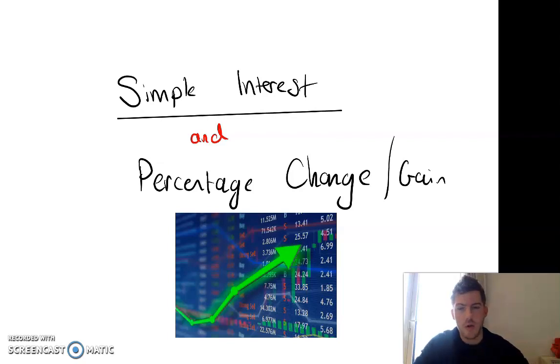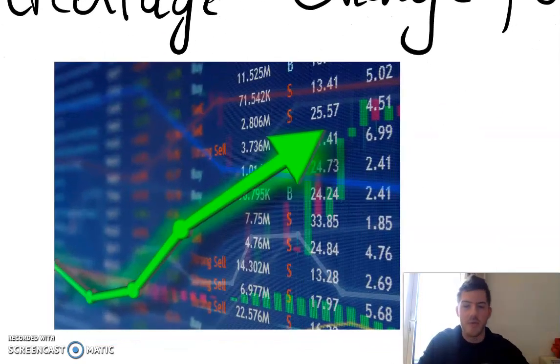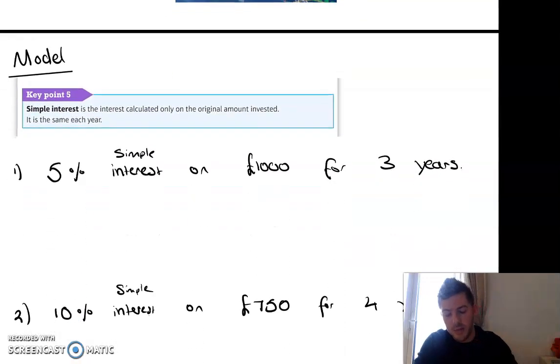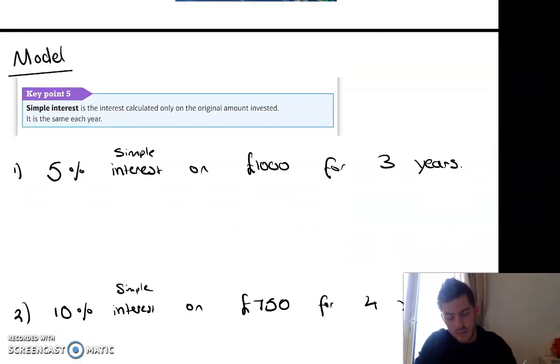Okay, in today's video, we'll be looking at simple interest and percentage change or gains. So this is really cool. I love these topics in maths because people always ask, why is this important? And it's important for investment in stocks. So let's have a look at it. One model. So we'll look at simple interest first today.